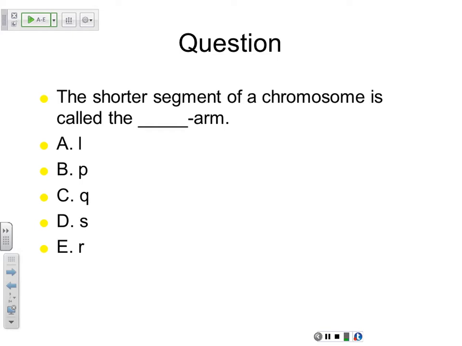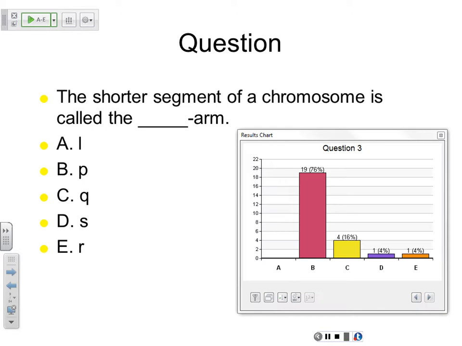Oh, okay. Actually, it's the show results. Oh my God. Yeah, show results. Okay. People are liking P, which is good. Yeah, it's the P answer. There you go.